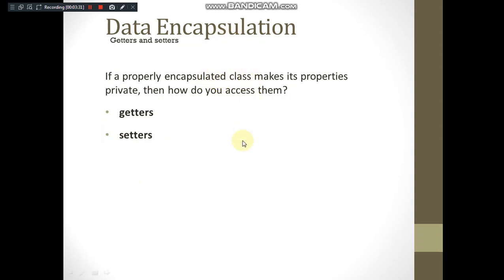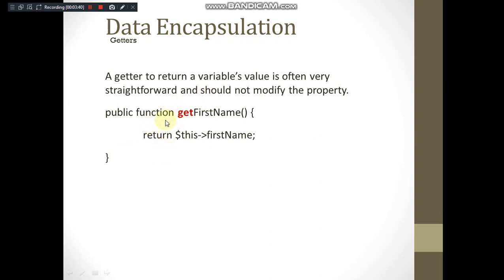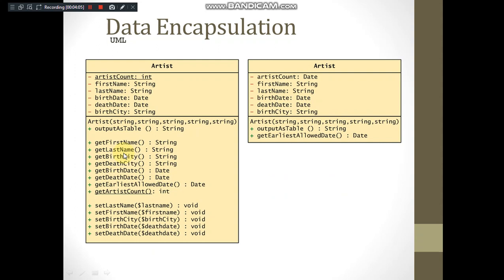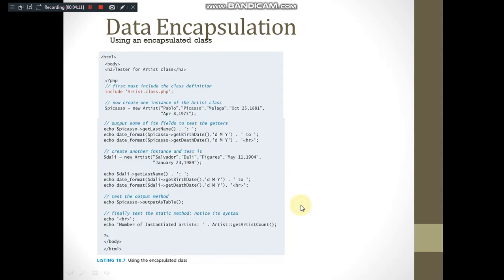A properly encapsulated class makes its properties private. Then you can access them by using getters and setters, right? So this is how you can use getFirstName and return $this arrow firstName, right? So it is returning a variable's value. Usually we do this with all the classes. You can set the values by using the set functions, right? You can mention any name, you can just assign the value to this and then access them, like C++ or Java. Yeah, this is how you can add all the functions into the UML class diagrams like this.